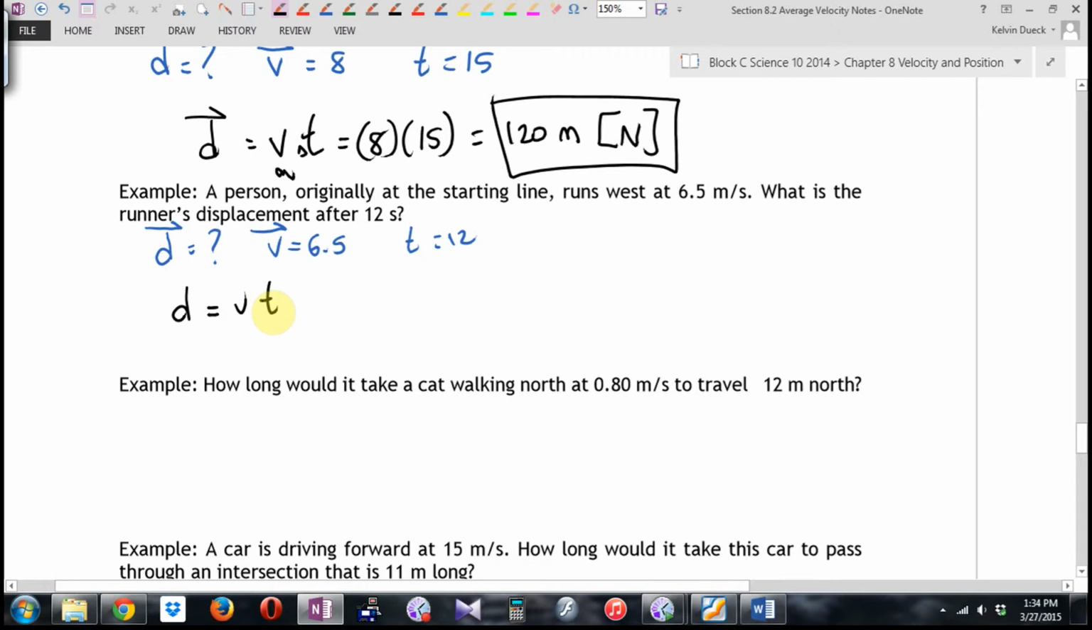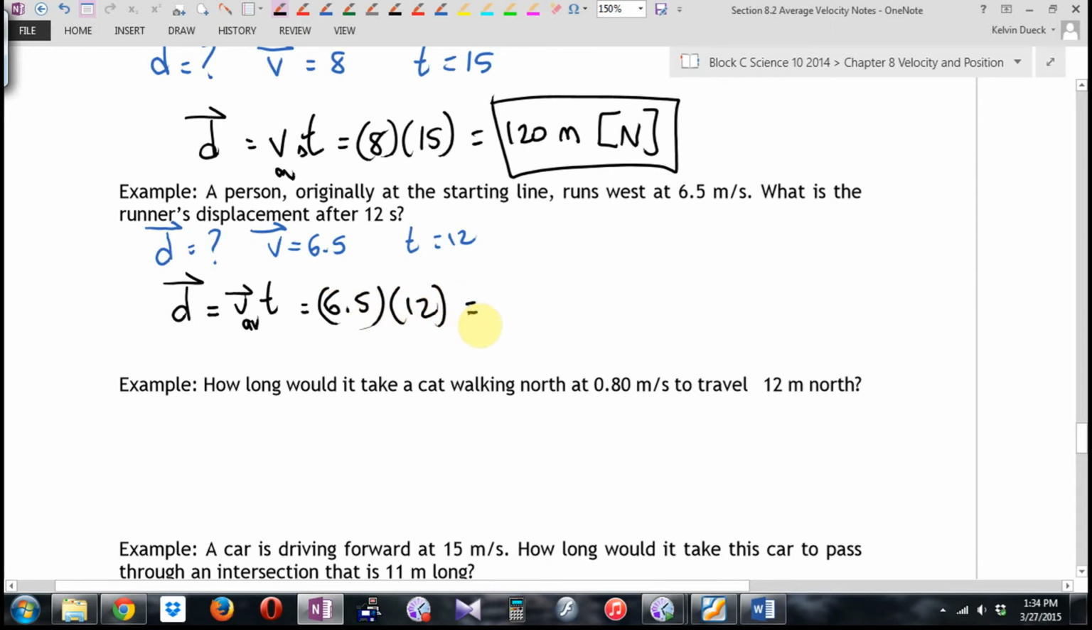Now, I know on your formula sheet, Joseph, they've got the little average v thing there, and they've got the delta there. You know what? That's all them being very fussy. Yes, technically, time is always a change in time. Yes, technically, the velocity is always an average. Whatever. I just go d equals vt. Okay, now it's plug and chug. It's going to be 6.5 times 12.